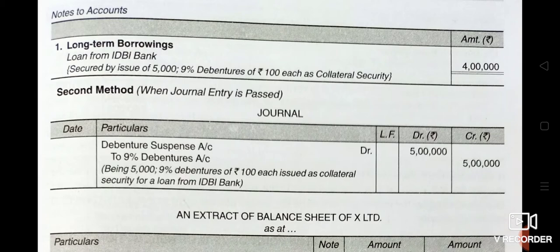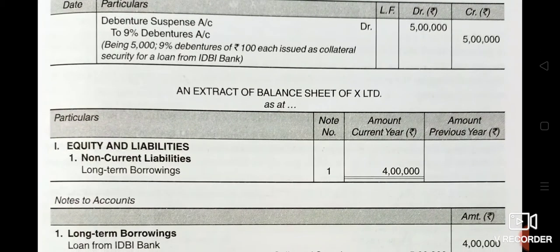So this entry is for issuing the debentures as collateral security. But first you have to pass the entry of taking the loan also. Bank account debit 4 lakhs to bank loan account 4 lakhs. Okay, that is loan taken from bank, and this entry is for issuing the debentures as collateral security. Understood?